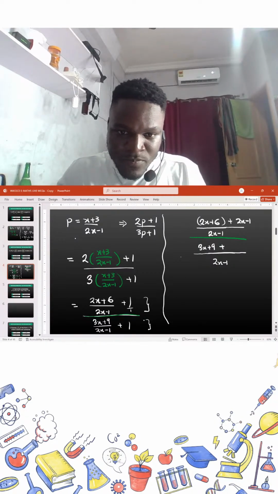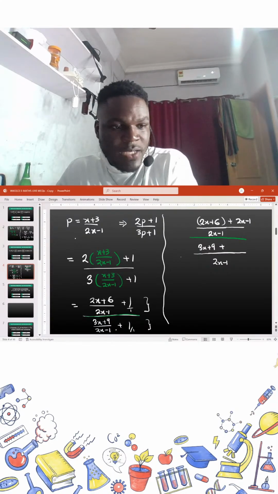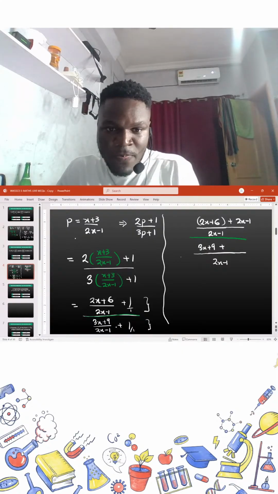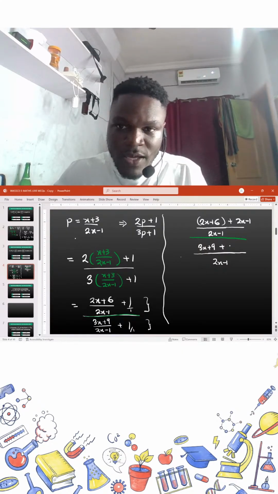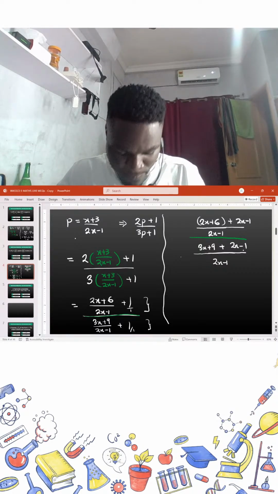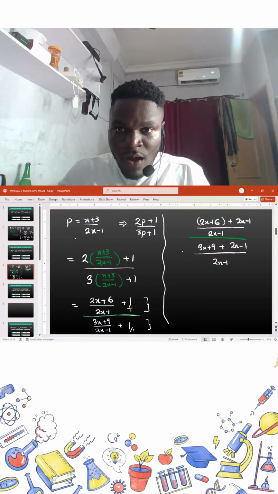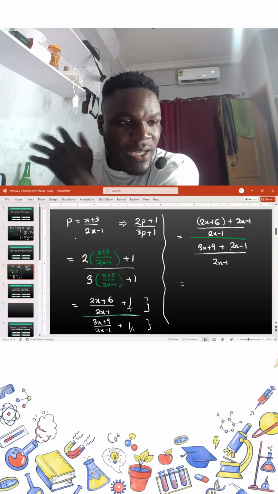Then plus the 1 we have over here, which also has 1 as the denominator. That 1 will go into 2x minus 1, 2x minus 1 times. So that expression multiplied by 1 at the top will give me 2x minus 1 over here. Guys, are we okay? All right. From here, we just simplify what we have at the top and then the bottom, and then we proceed.